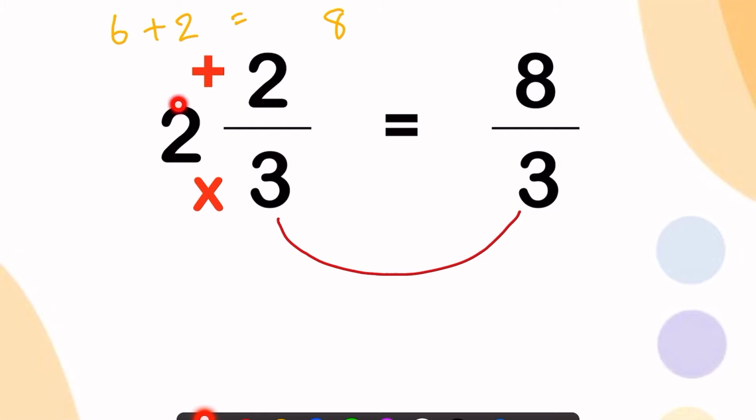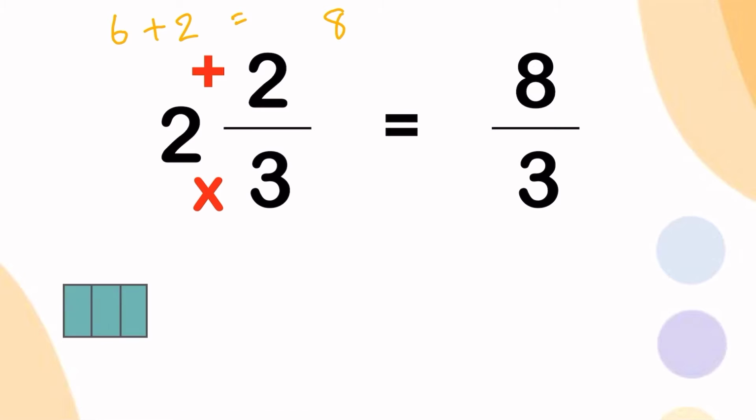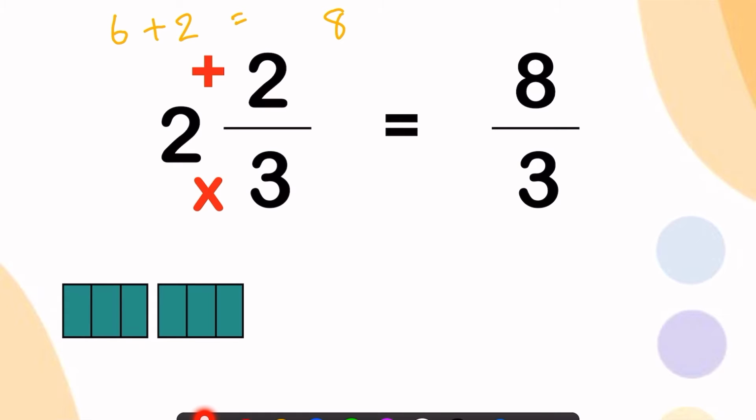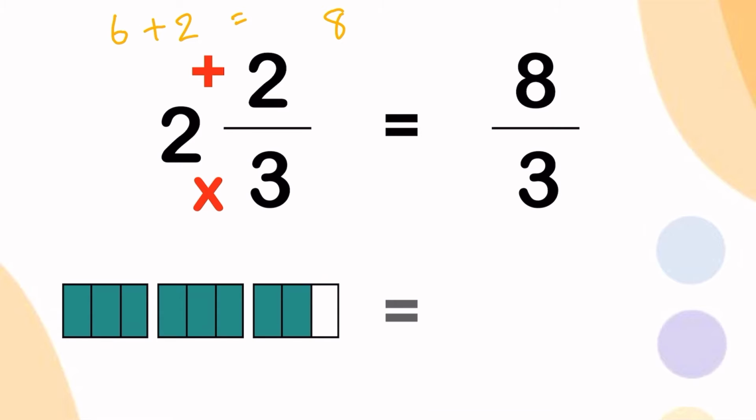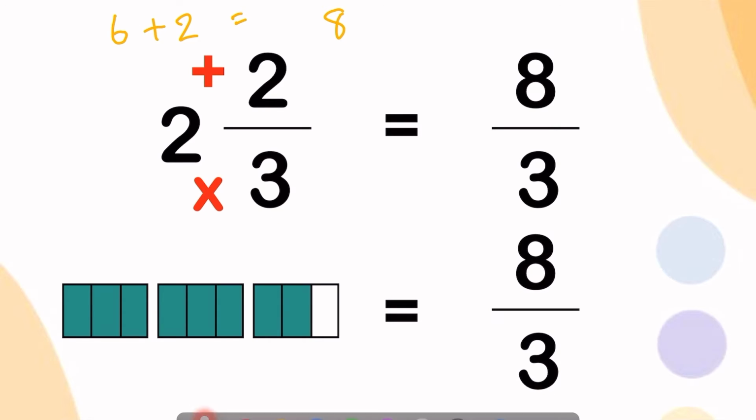We just changed from a mixed number to an improper fraction and they are equal. So if you want to prove it, you can prove it by a diagram. Remember, the front number tells you that we have 2 wholes. And this fraction 2 over 3 tells you that we have 2 out of 3. And the denominator 3 tells you how many parts are in each whole. So we have 3 parts in each whole. And if you count the green parts, you will get 8 over 3. Okay, remember, this is still parts out of 3. So you keep the denominator the same.